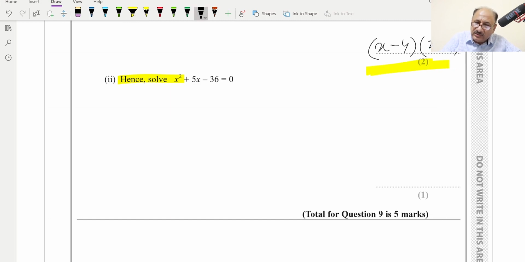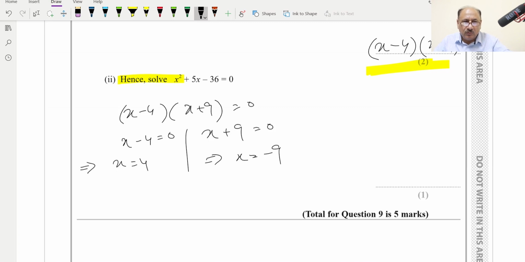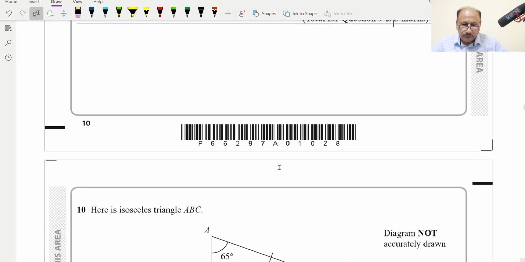We will be utilizing this, and we will write x minus 4 into x plus 9 is equal to 0. So x minus 4 is equal to 0 or x plus 9 is equal to 0. This implies x is equal to 4, and this implies x is equal to minus 9. So x is equal to 4 and minus 9. This will be our final answer.